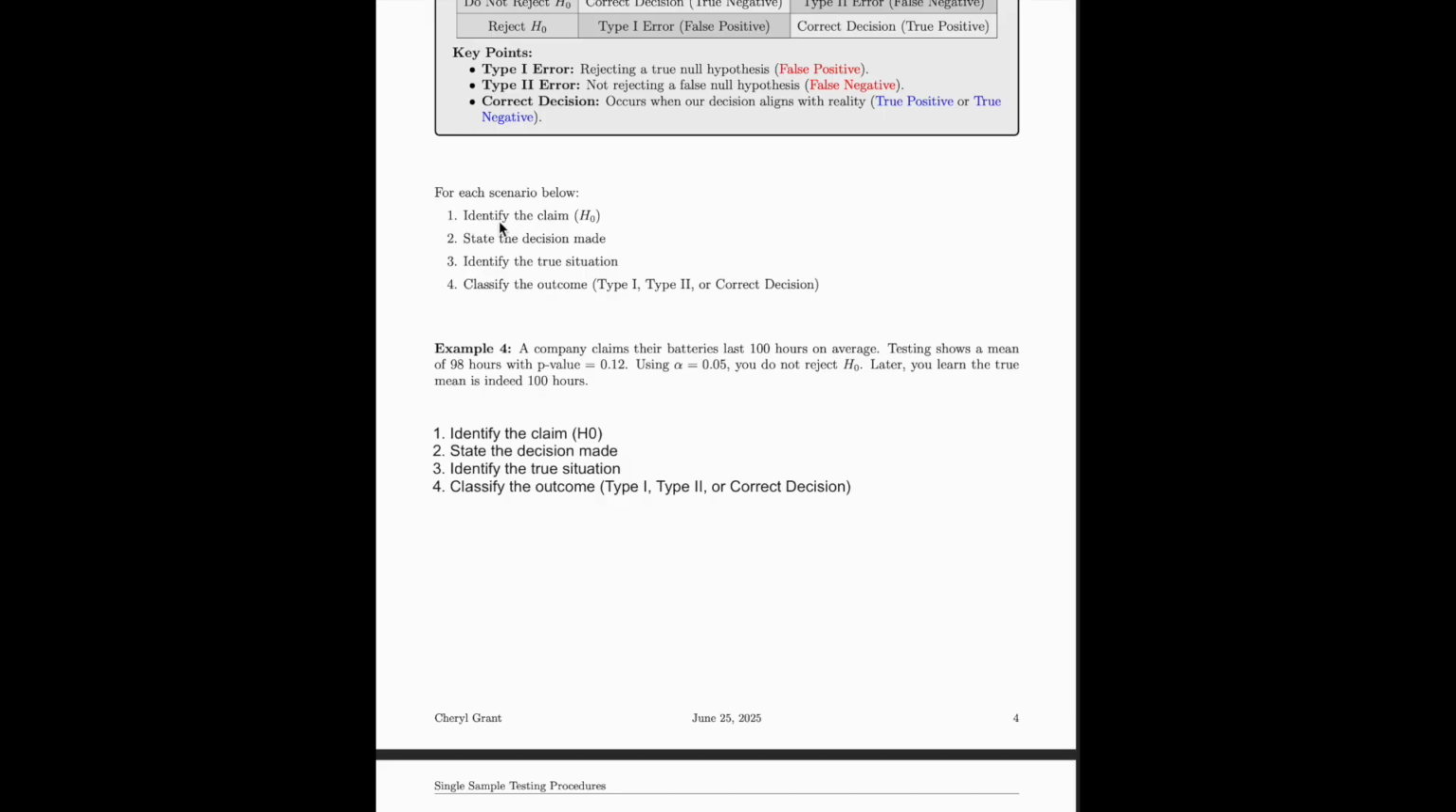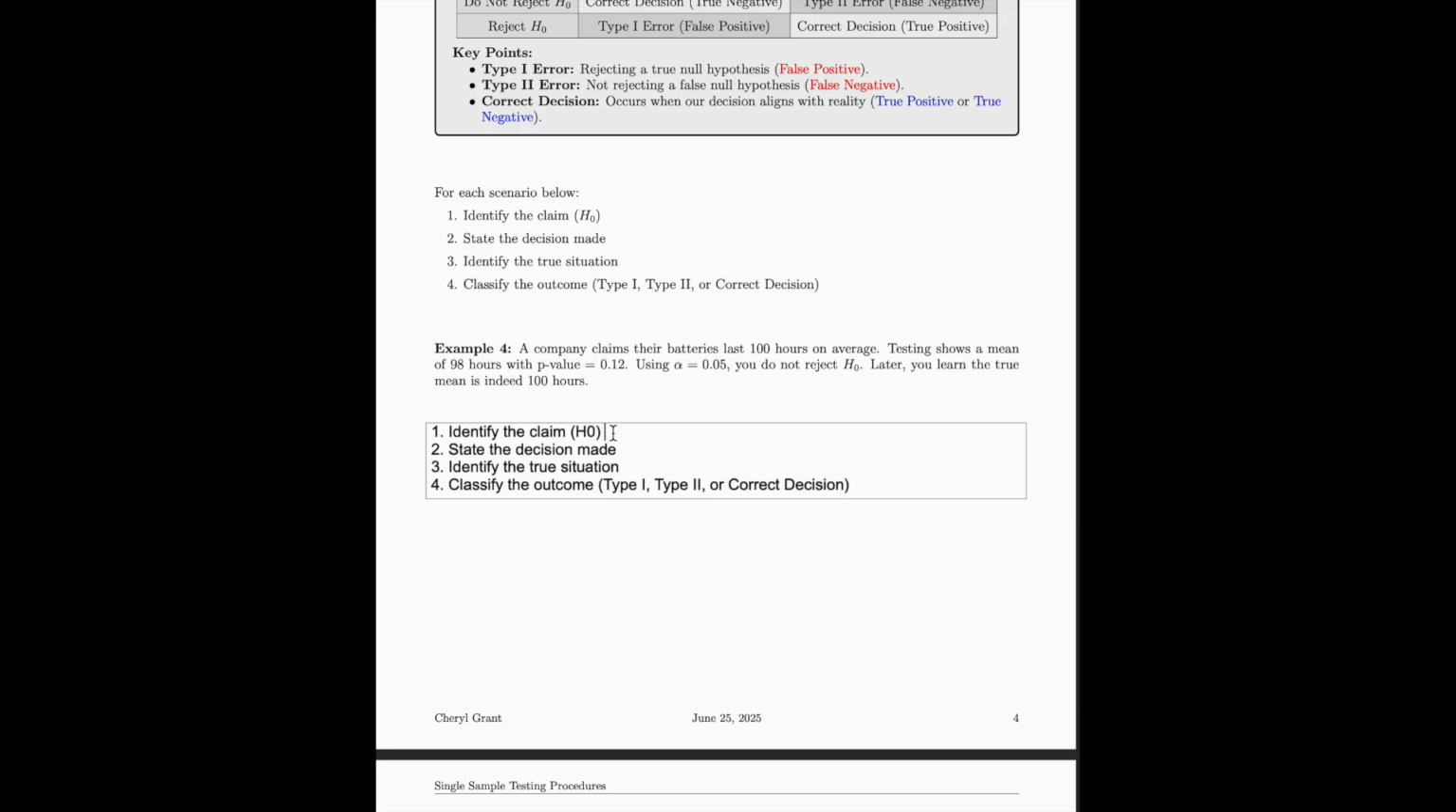So for each of the scenarios, we're going to identify the claim, our H0. We're going to state the decision made. We're going to identify the true situation, and then classify the outcome as type 1, type 2, or a correct decision. So a company claims their batteries last 100 hours on average. Testing shows a mean of 98 hours with a p-value of 0.12. Using an alpha level of 0.05, you do not reject H0, but later you learn the true mean is indeed 100 hours.